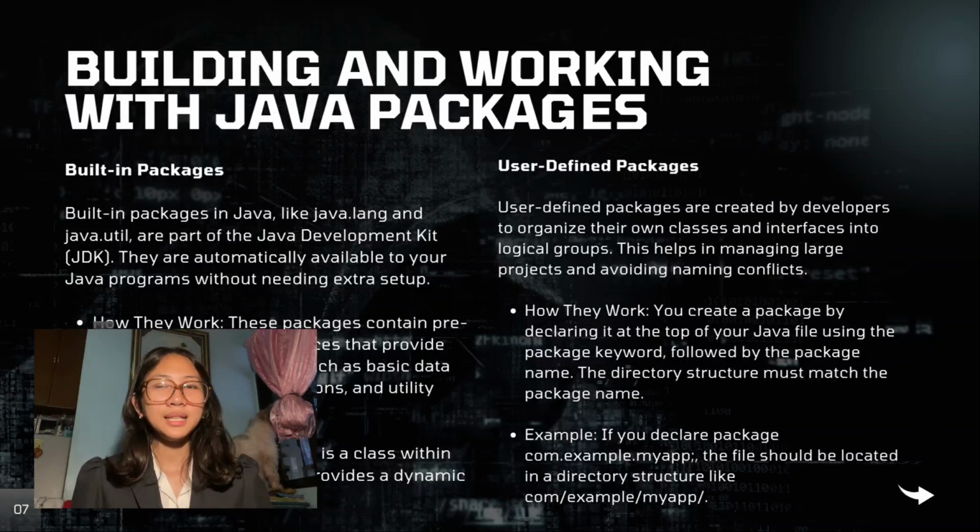For example, if a developer creates a package named com.example.myapp, the corresponding Java files should be placed inside a directory structure that follows this hierarchy: com/example/myapp/. This setup ensures that Java recognizes and properly locates the package and its contents, allowing developers to import and use the classes within it efficiently.